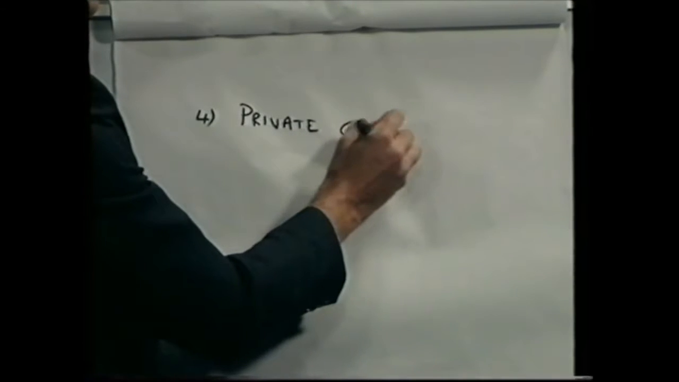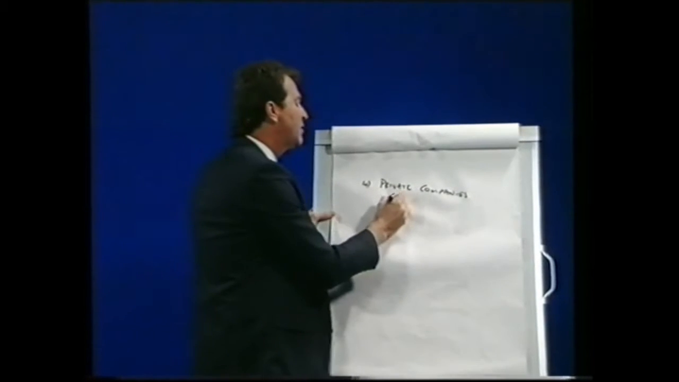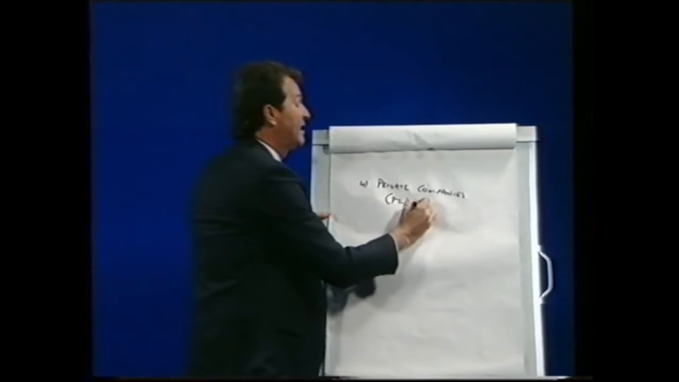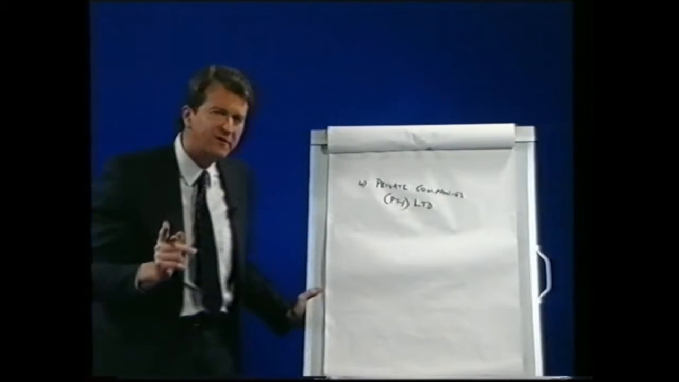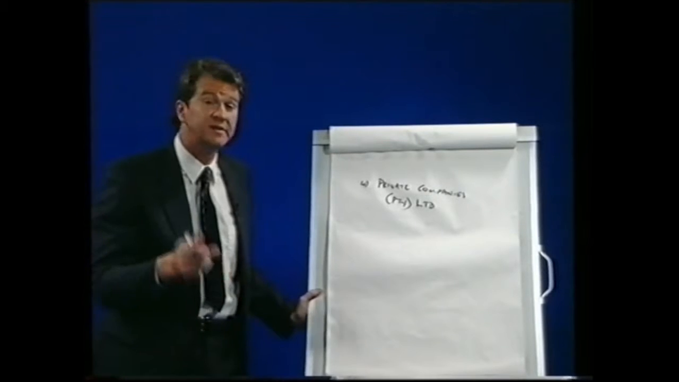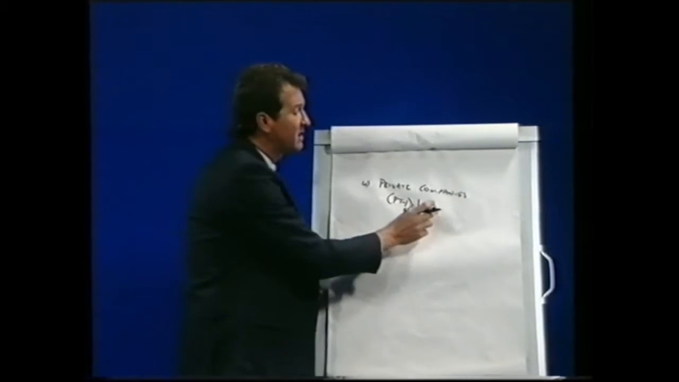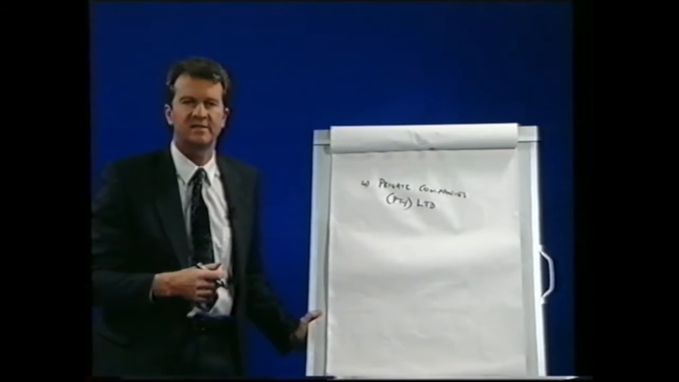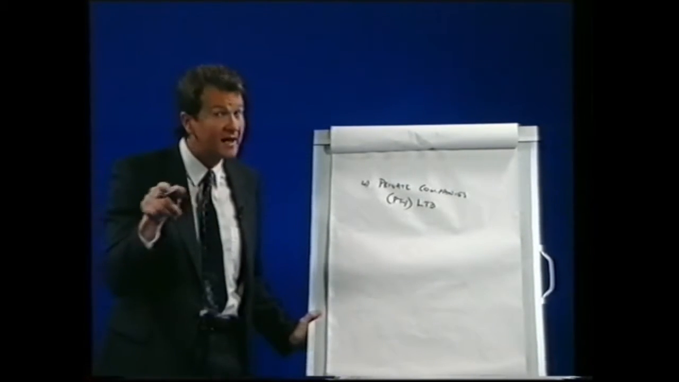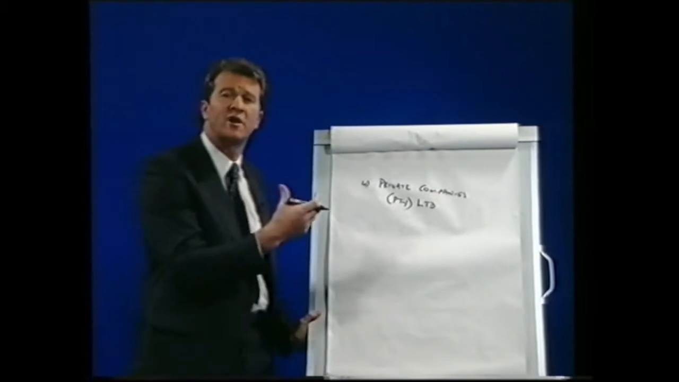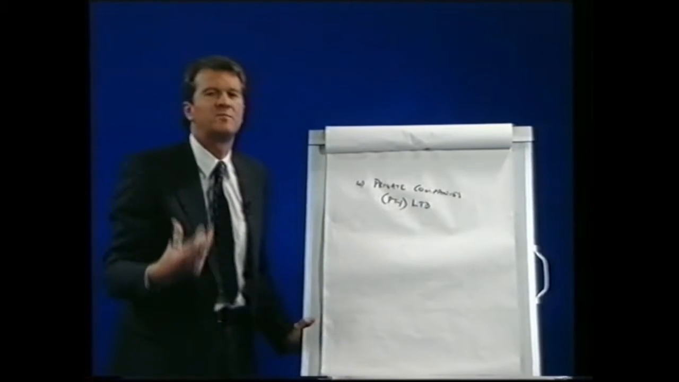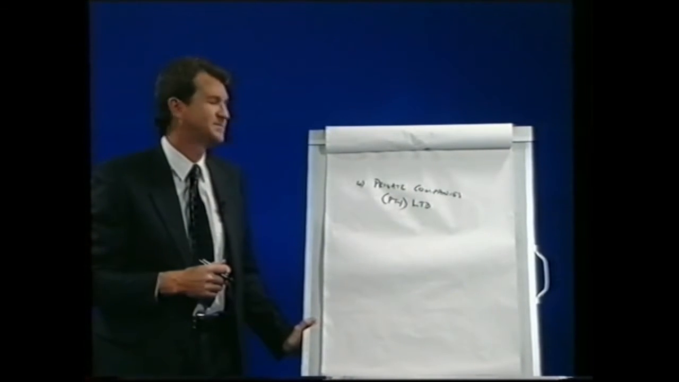Now, private companies, their names always end in PTY, which means proprietary. In other words, it's privately owned. And LTD, which reaffirms that the liability of the owners, who are now called shareholders, the liability of those owners is limited to the amount of capital that they've invested into the company. In other words, like under the closed corporation, your 10,000 Rand investment is all that you can lose. You are limited to losing that amount if the business goes bankrupt.